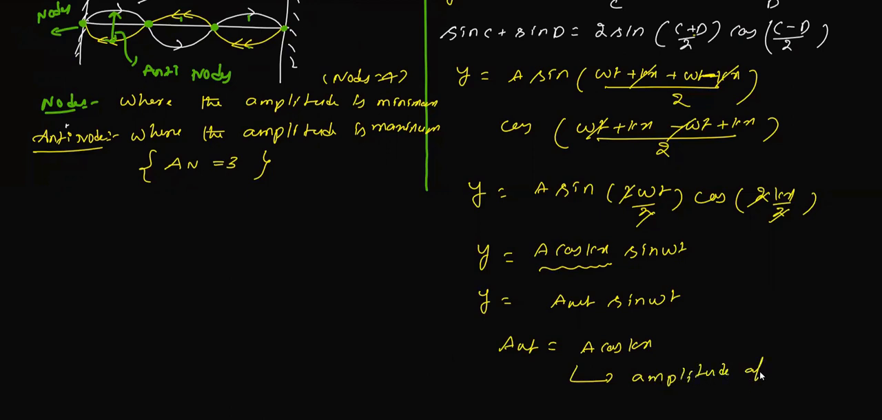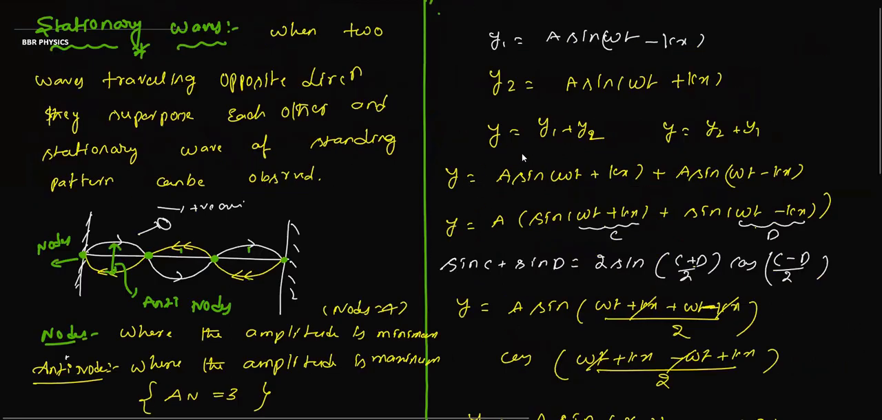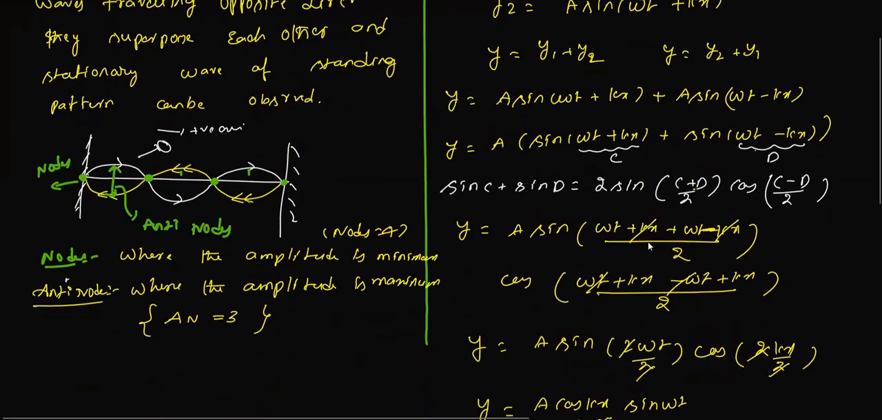Listen, once again I'm going to explain what is happening. y1 plus y2, or y2 plus y1, we can write a sin of omega t plus kx for y1, and omega t minus kx for y2. Taking a common, the sin C plus sin D formula we know: 2 sin of (C plus D) by 2 cos of (C minus D) by 2. As usual, we add in the first case and subtract in the cos function. kx will get cancelled, omega t plus omega t will be 2 omega t by 2, and the 2s will get cancelled. Omega t minus omega t got cancelled, and kx plus kx will be 2kx by 2.